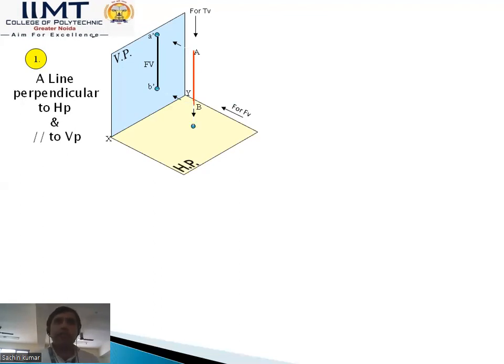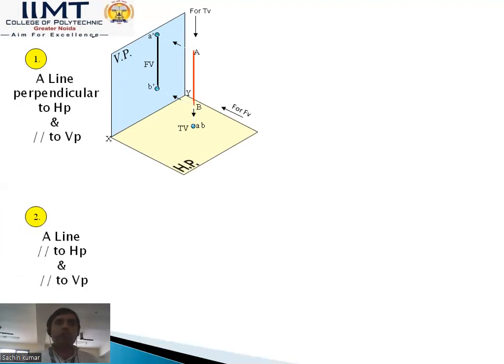And the top view gives a point: point A is visible and point B is not visible. But in some cases we also use B in a bracket, which denotes that point B cannot be seen in the top view. So this is the simple drawing of a line perpendicular to HP and parallel to VP.